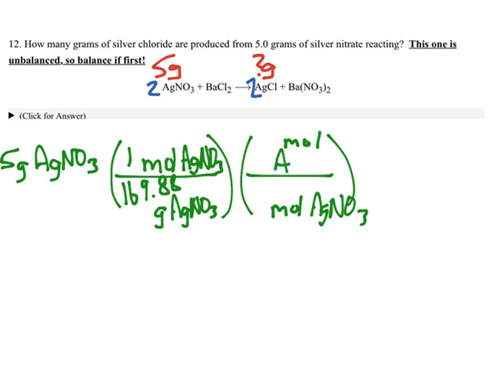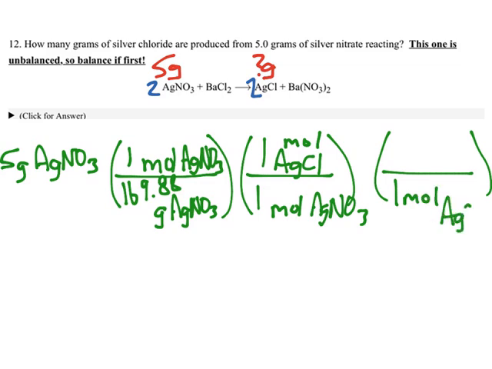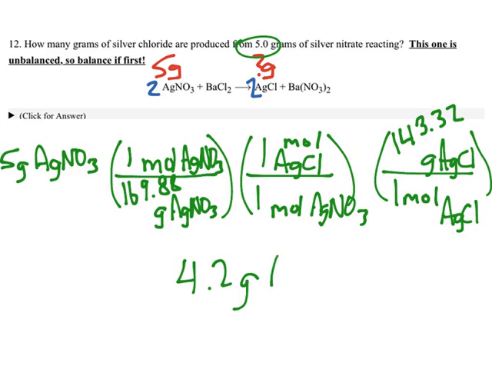Putting moles of what I'm going for, which is AgCl, on top. I see it's a 2-to-2 ratio, or a 1-to-1 ratio. And now 1 mole of AgCl, I need grams of AgCl. So we'll add the molar mass again. Silver's 107.87 plus that chlorine at 35.45 is 143.32 grams. Plugging this one in, top times top, bottom times bottom. You only have 2 sig figs this time though, so it's 4.2 grams of AgCl.